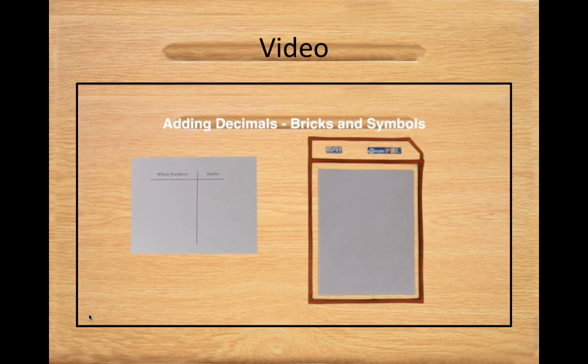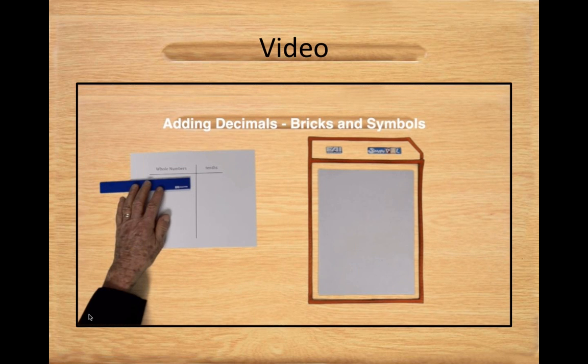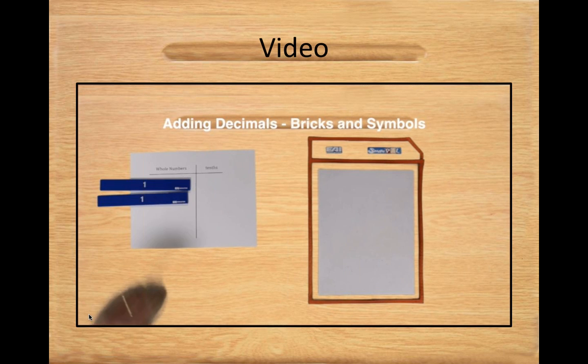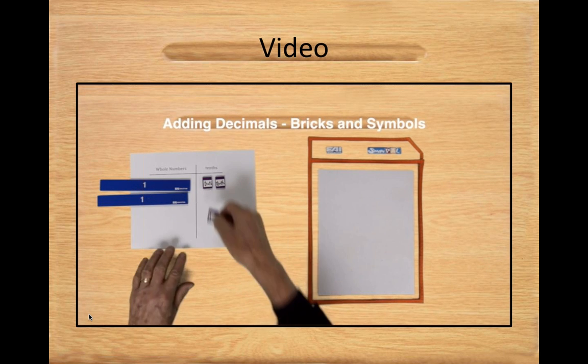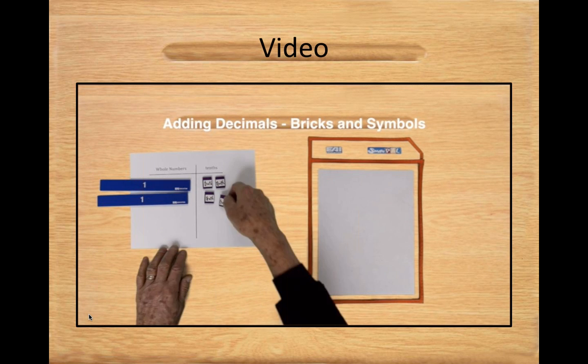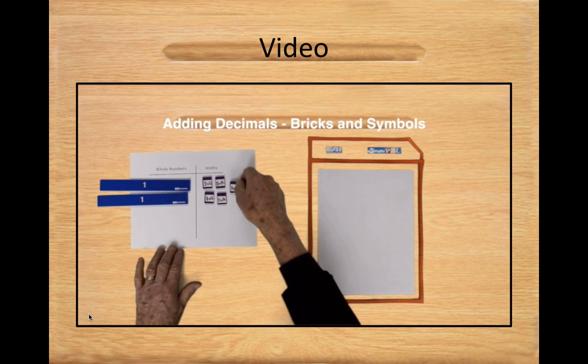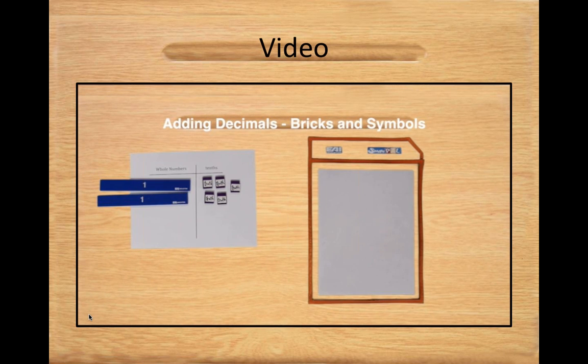We're going to discuss how to add 2 numbers, which include both whole numbers and decimals. So we're going to look at 2 and 5/10. So there we have 2 and 5/10. And to that, we're going to add 1 and 7/10.